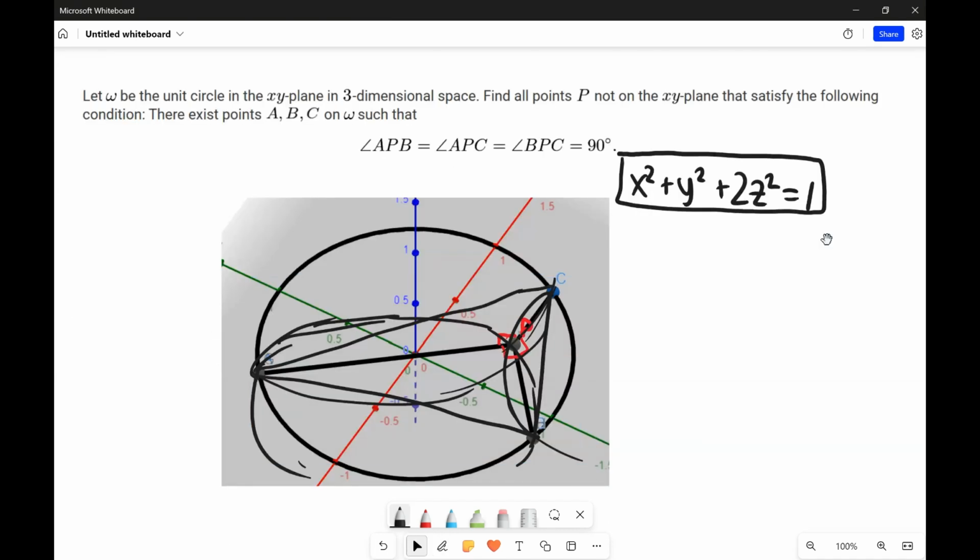Therefore, working backwards, we see that the point P must lie on the ellipsoid x squared plus y squared plus 2z squared is equal to 1. If we want to show that every point P on this ellipsoid has a choice for A, B, and C, then we just need to construct a triangle with a given orthocenter and circumcenter, and we can just use what we showed. It's easy enough to construct a triangle with a given circumcenter and orthocenter, and I'll let you figure that out on your own.